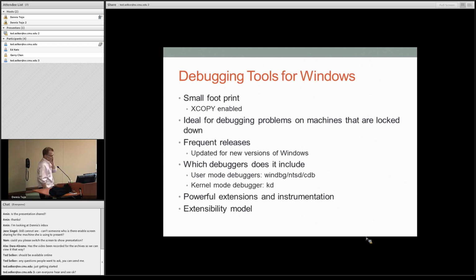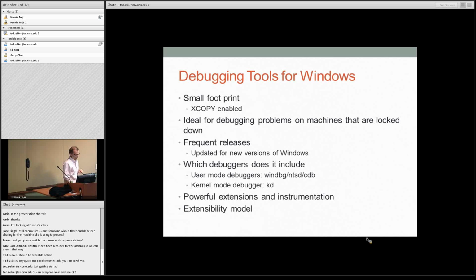So Debugging Tools for Windows, the package, has a very, very small footprint. I think the install package itself is only about 16 megs, so it's tiny. And it doesn't do any configuration changes. As a matter of fact, you take the debugger, one executable, put it on a thumb drive, plug it into the machine in the data center, and you can run it off the thumb drive. That makes the ops engineers very, very happy. So it's ideal for debugging problems on machines that I call lockdown. Data center is one example.